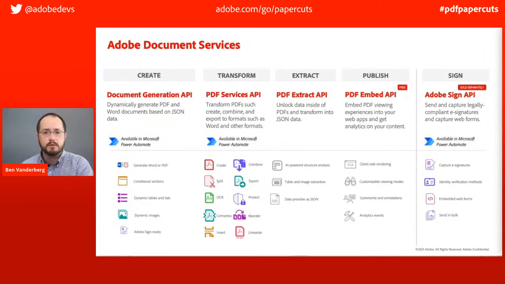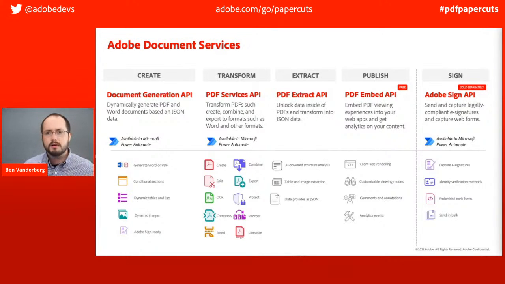Then we have our PDF services, which is all those actions that you may be familiar with in things like Adobe Acrobat, like OCR, combining PDFs, exporting them into different formats that we make available as APIs for you to easily incorporate into your apps. Then there's PDF Extract API, which we'll learn more about in just a moment. And we have PDF Embed API, which is about being able to embed PDF experiences onto your website. Along with that, there's also Adobe Sign API, which is around being able to capture electronic signatures in a legally binding, compliant way that you can easily embed into your applications as well.